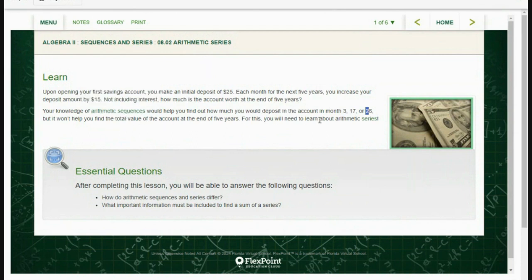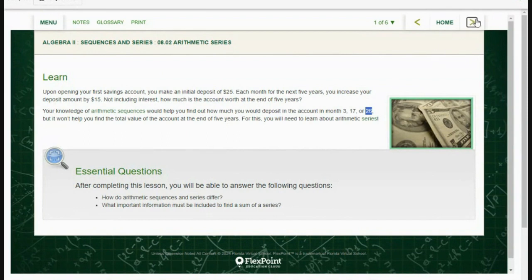How do we find the 26th number in a sequence? So we could calculate how much we would be depositing in month 26, but how much money would we have in there? That's what we need to know: if we deposit all this money, how much do we have in our savings account now? To figure that out, that's what the arithmetic series is. That's when we have a sequence and we just add all those numbers together.